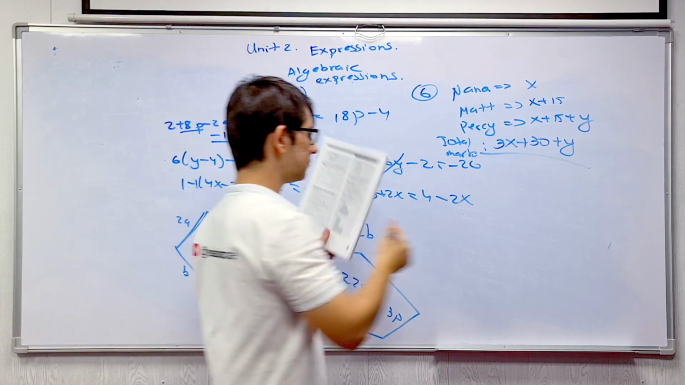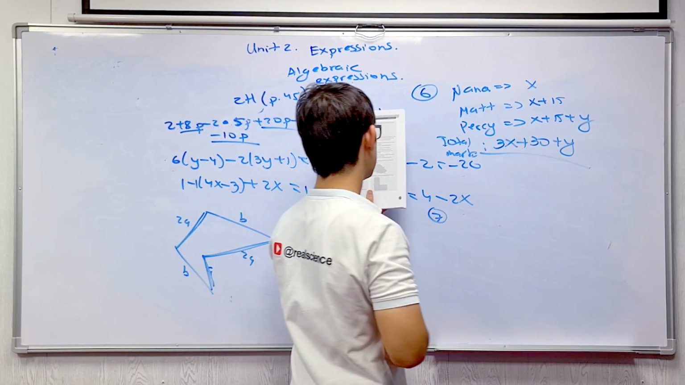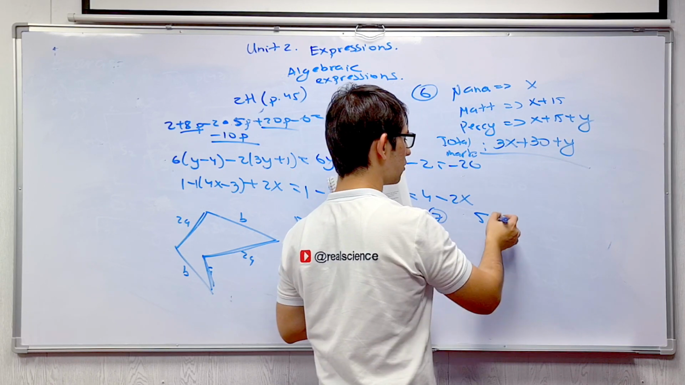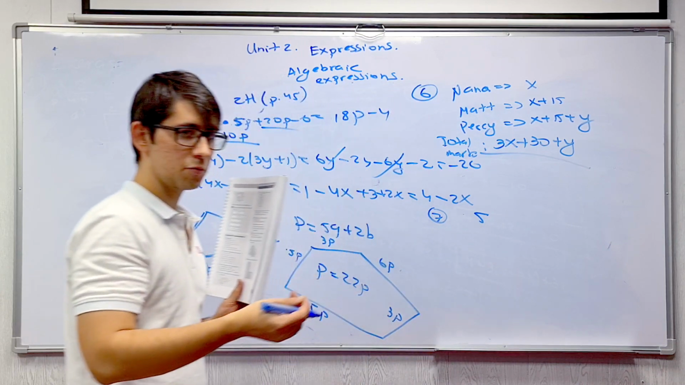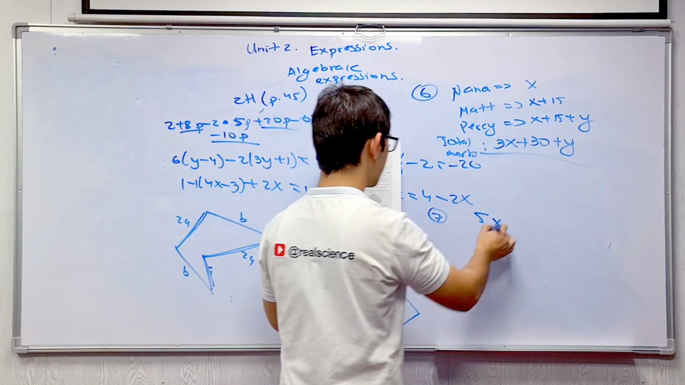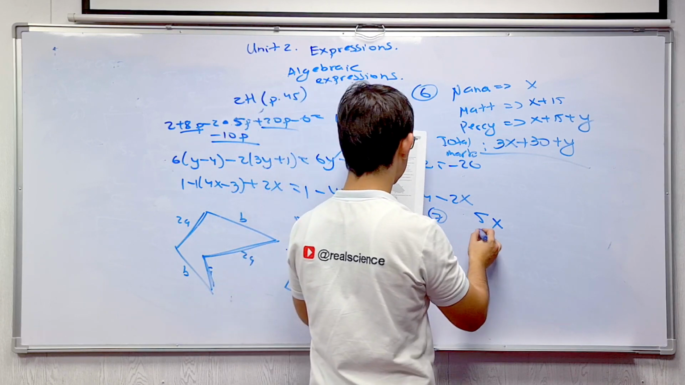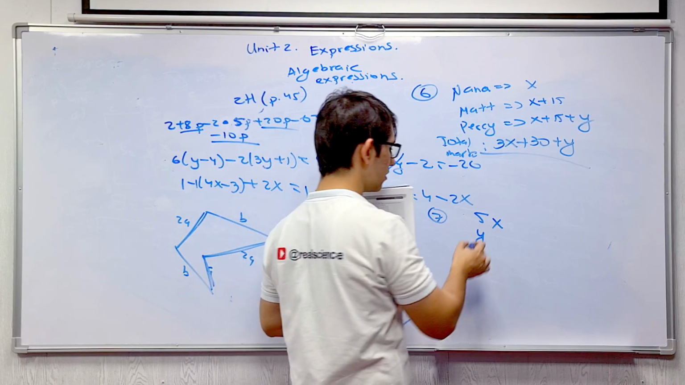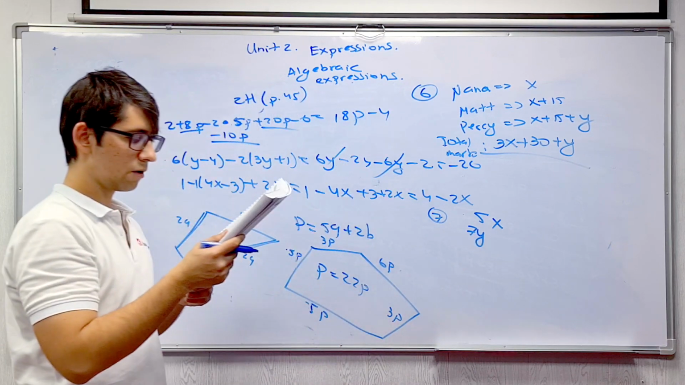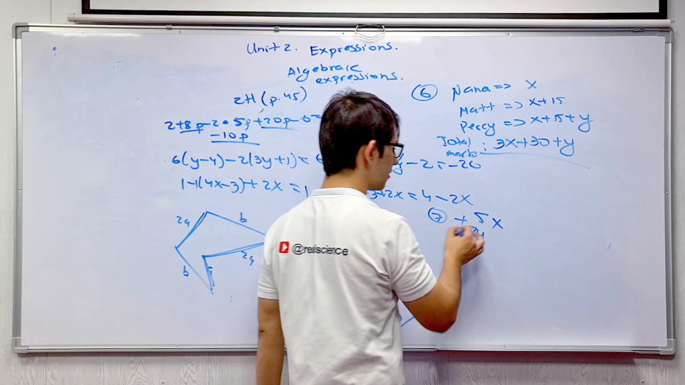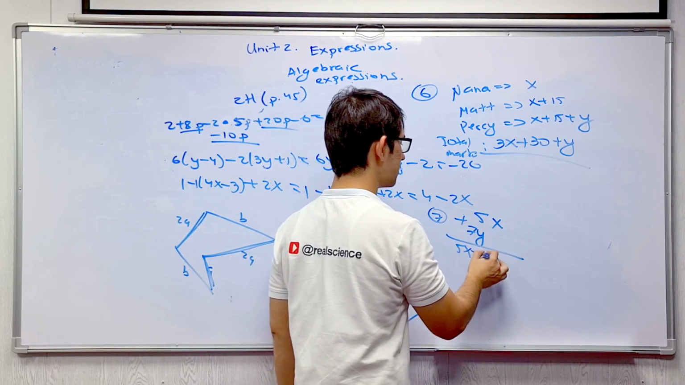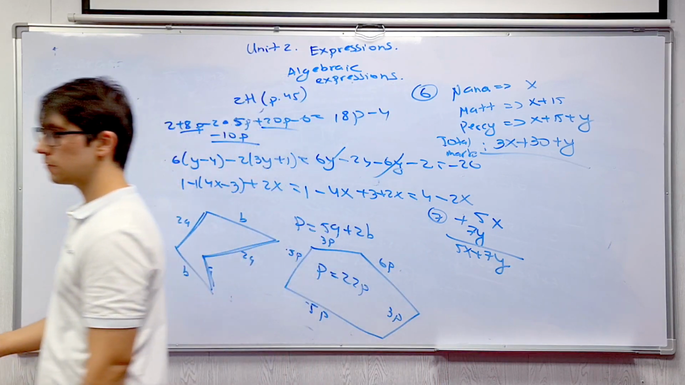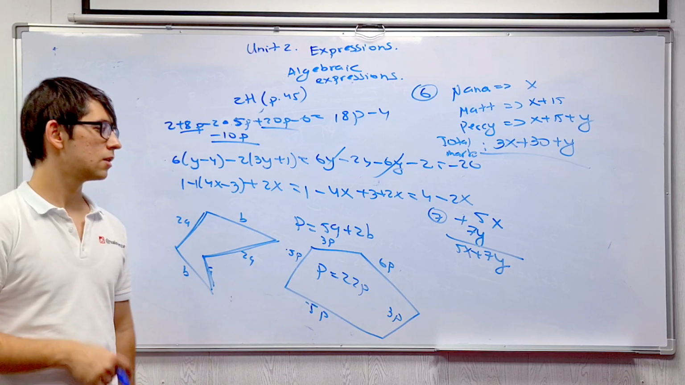7. Somebody buys 5 books at x dollars each. It means the total cost will be 5x, right? And y books, $7 each. The total cost will be 7y, right? So how much does she spend altogether? 5x plus 7y. You add them, 5x plus 7y. It is not 12x or 12y, okay? They are different, they are not similar terms.